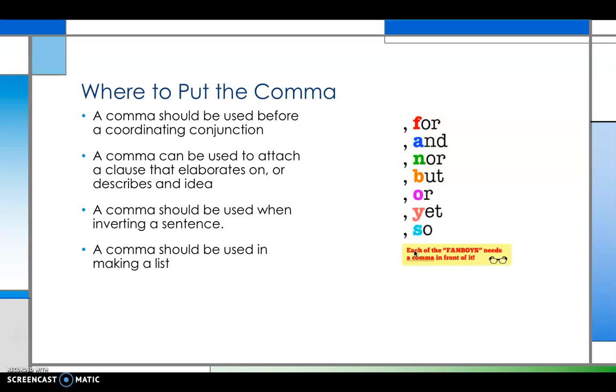A comma can be used when inverting a sentence. So if I decide to write a sentence that's just kind of regular structure, it might be, we had a picnic because it was a nice day. The inverted version of this is, because it was a nice day, comma, we decided to have a picnic. So you can do that, and then the easiest one is probably the comma should be used in making a list.